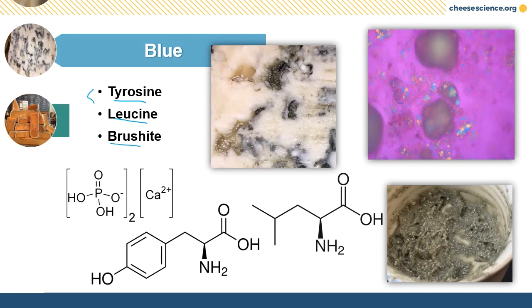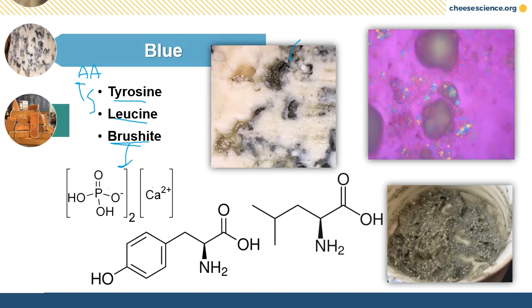Tyrosine and leucine, these two guys here, remember, these are amino acid crystals. And if you remember, amino acids are what result from protein breakdown. All that mold growing in these eyes gets in there and it breaks down the protein, it forms amino acids, and they grow to a large amount and sort of crystallize out. Brushite, on the other hand, that's a mineral-based crystal. Remember, that's calcium phosphate. That's what the structure of brushite is right here, calcium and phosphate.